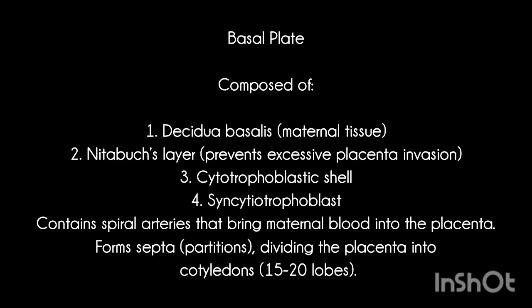Basal plate. Composed of 1. Decidua basalis, maternal tissue. 2. Nitabuch's layer, prevents excessive placenta invasion. 3. Cytotrophoblastic shell. 4. Syncytiotrophoblast. Contains spiral arteries that bring maternal blood into the placenta. Forms septa, partitions dividing the placenta into cotyledons, 15 to 20 lobes.